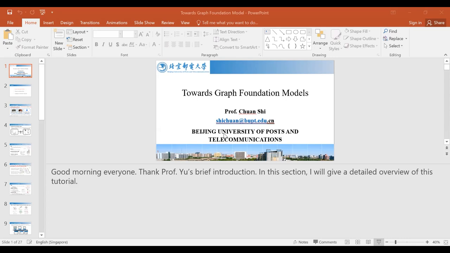As Professor Yu has said, a foundation model is a model that is trained on broad data and can be adapted to a wide range of downstream tasks. This concept was proposed by Stanford University in 2021. Foundation models have become a reality in domains like language, vision, and speech, for example GPT-4 and Sora from OpenAI.